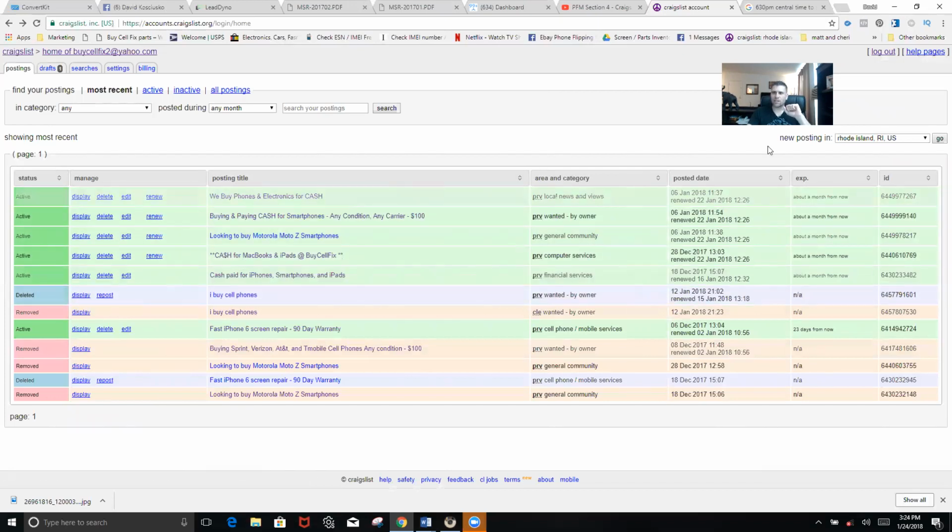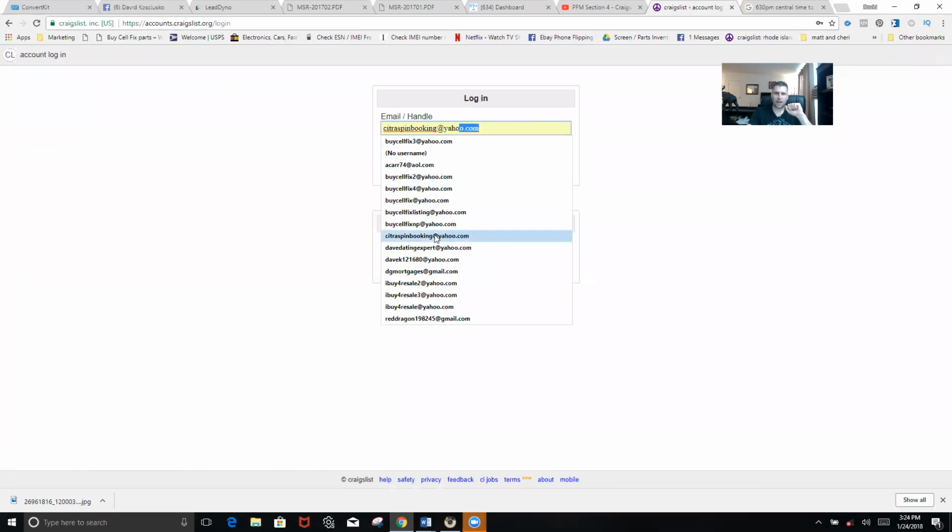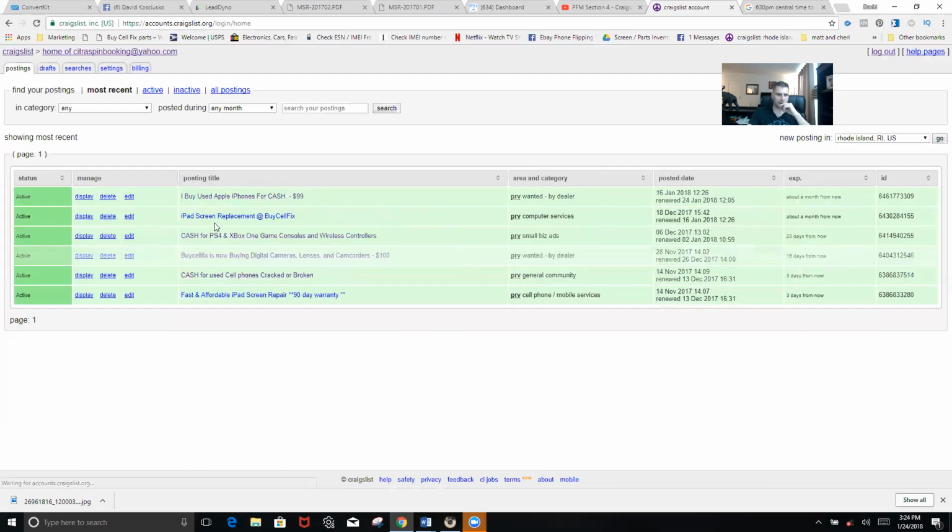Let's look at another account and see another reason why maybe I got flagged on an ad. Look at all this stuff. Now, if you notice, we are only posting in one section for each ad: wanted, computer, small business. Now there's two wanteds here, but if you look at them, they're completely different items. See, this one says I buy used iPhones for cash. This one's we're buying cameras. So Craigslist is okay with that because you're not really spamming.